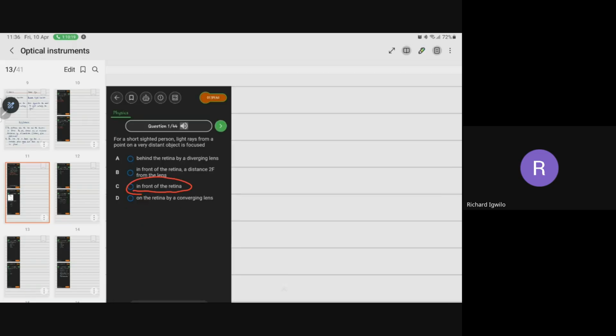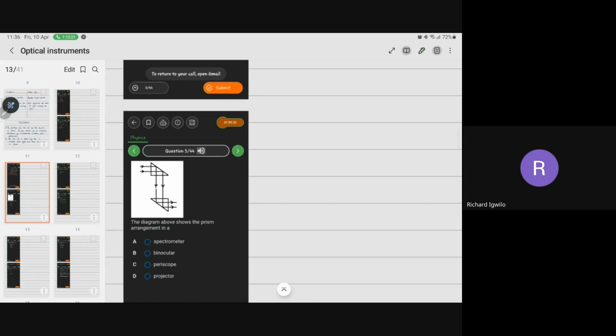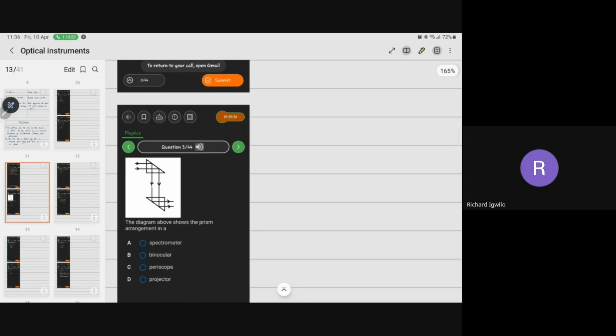Now, the next one says the arrangement above shows the prism arrangement in a what? Which one has this arrangement? I know I didn't give you guys the diagram, all right? But remember what I said, that the middle will have something that will be inverted. Are we together? So that diagram actually is for your binocular, right? Because it's going to reduce the size. Are we together now? It's going to reduce this.